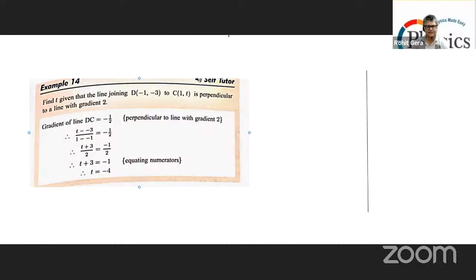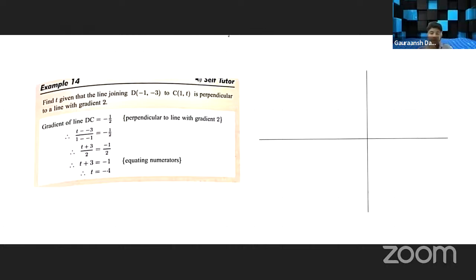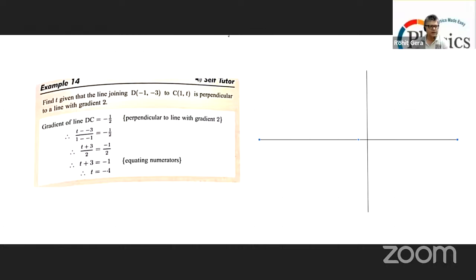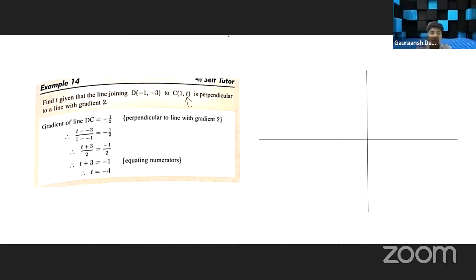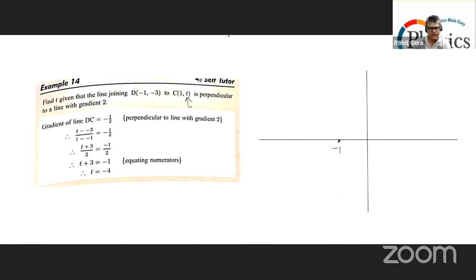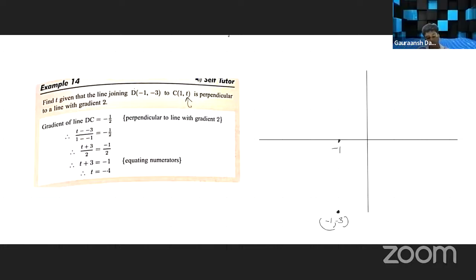Okay. So this is your coordinate axis. Now find t, which means the y coordinate of C. If you join these 2 points, C and D, the D is (-1, -3). Let's say this is -1, and this is -3. So this is -1, -3, right? Yes. That's my D.